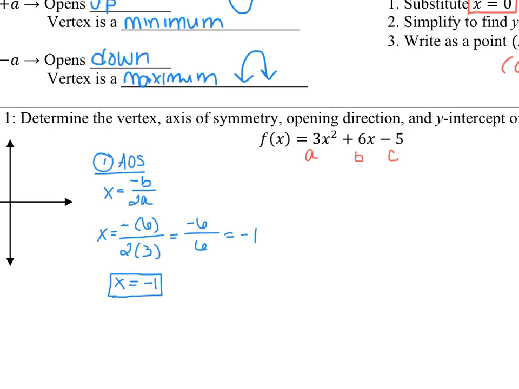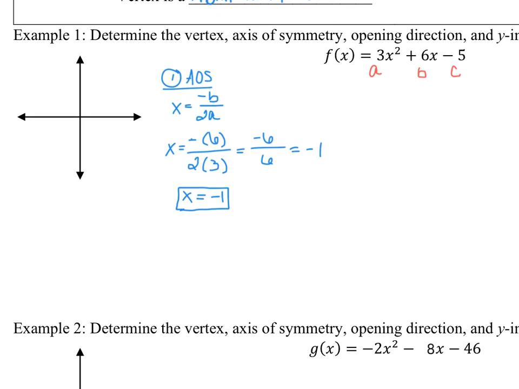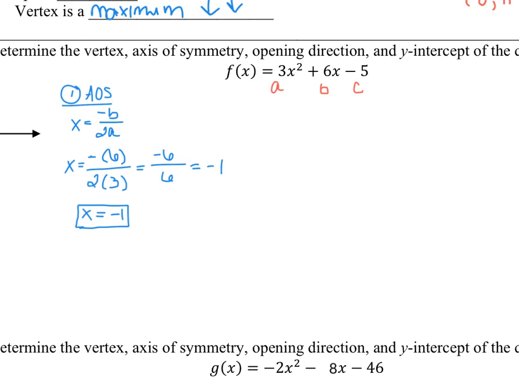Okay. The next thing we need to find is the vertex. The axis of symmetry and the vertex are both related. So what we're going to do to find the vertex is use that x equals negative 1 piece. So step 2, vertex.